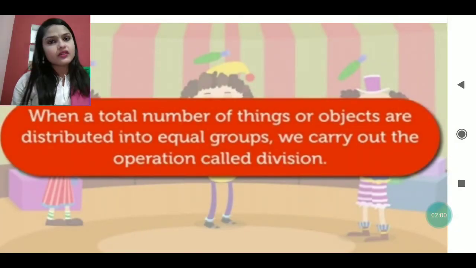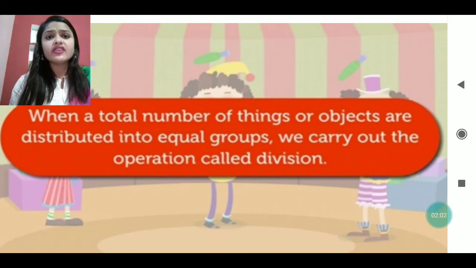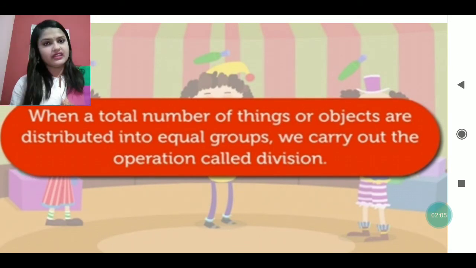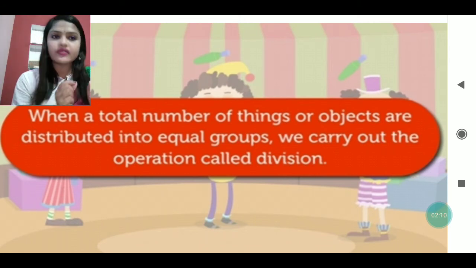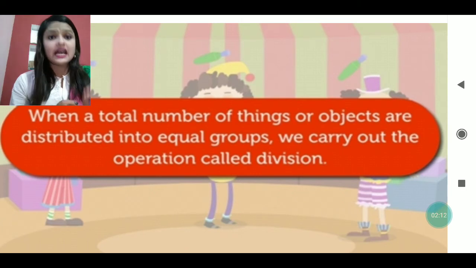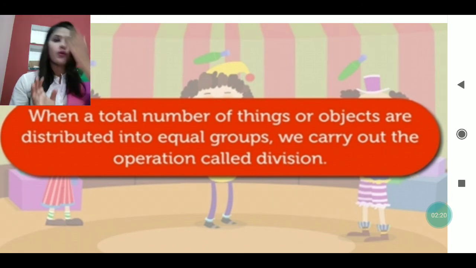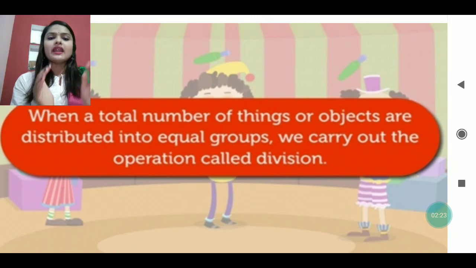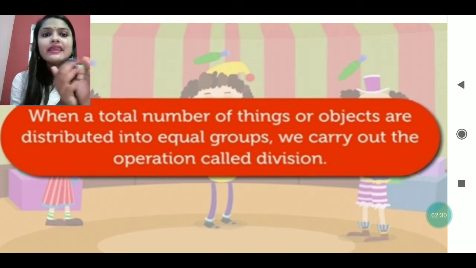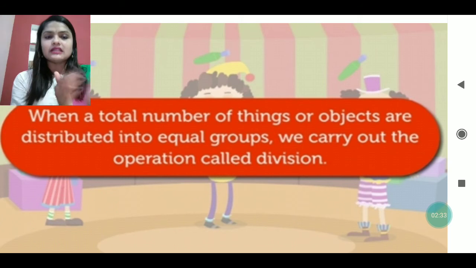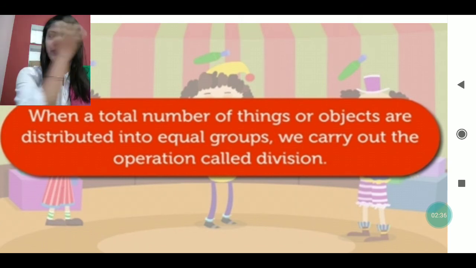As we were discussing the definition of division, I have opened the definition of division. Let's see it. It will be a kind of recap. When a total number of things or objects are distributed into equal groups, we carry out the operation called division. What does it mean, my dear? It means that when we distribute or divide a group of something into equal parts, that is called division.